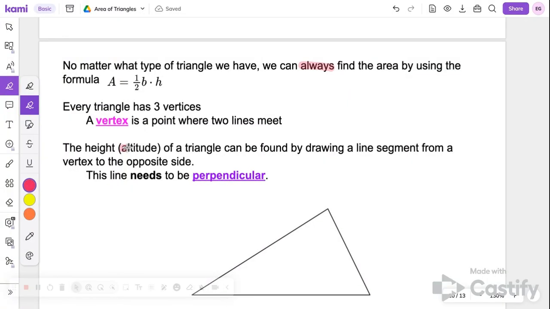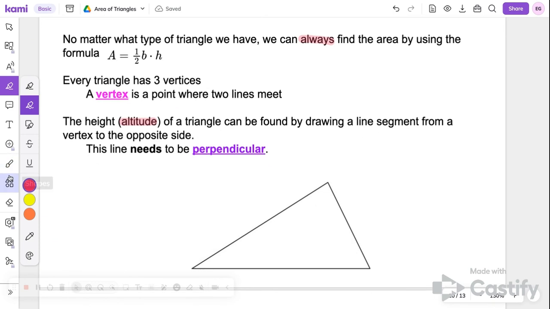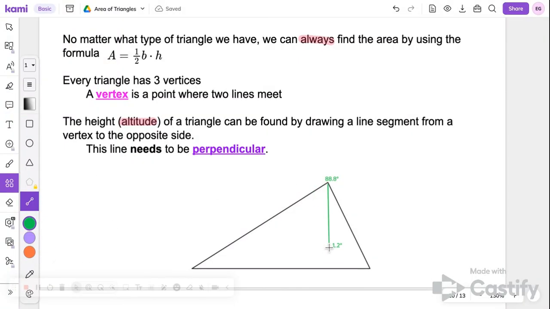The height or the altitude, the apex, which is the top part of the triangle, can be found by drawing a line segment from the vertex to the opposite side. So in other words, when I go to the very top of the triangle and I draw a line down, that can be considered my height line. We can also see it from this vertex up and this one as well.